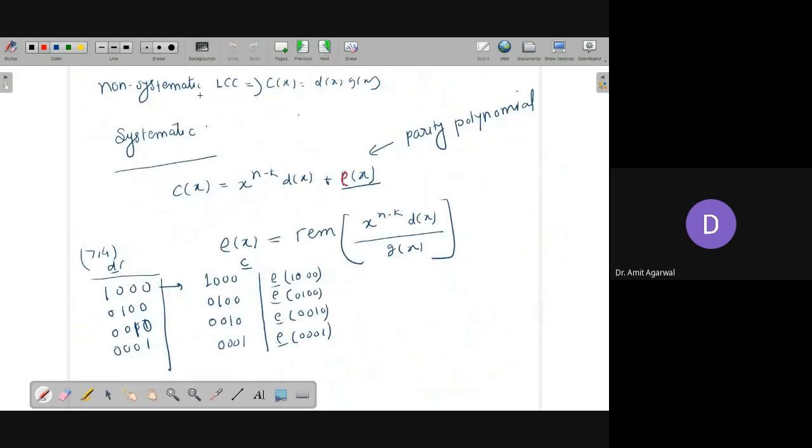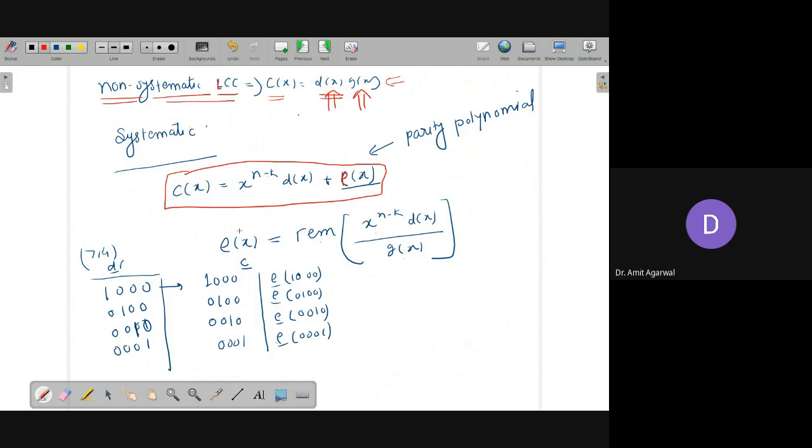Then we discussed the non-systematic way of generating linear cyclic codes. We have to multiply our data word polynomial with the generator polynomial. Once we find the generator polynomial, we just multiply it with dx. But this gives non-systematic cyclic codes. In order to generate systematic cyclic codes, what do we have to do? We have to use this formula: Cx is x to the power n minus k dx plus rho x, where rho x is the remainder of x to the power n minus k dx divided by gx.